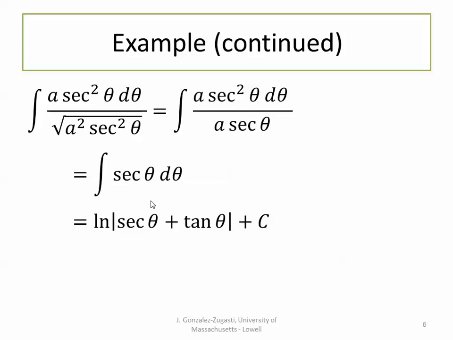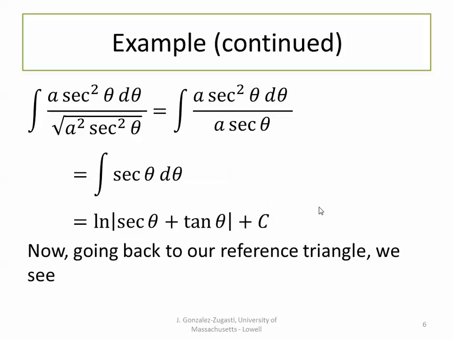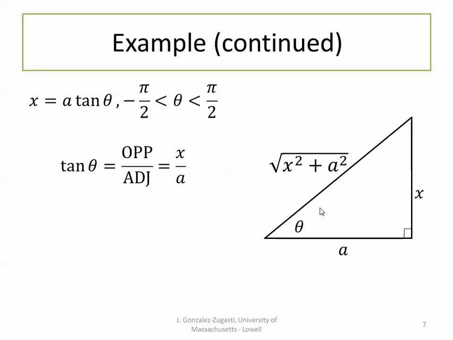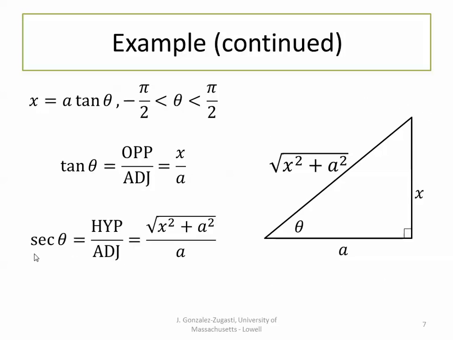Alright, so now we found the value of our integral, but it's in terms of theta. We need to put it in terms of x. To do that, we go back to look at our reference triangle. So here's our information from our reference triangle. We said tangent theta was equal to x over a, and from that we got our reference triangle. And what we needed to know was what secant of theta was. Well, secant is equal to hypotenuse over adjacent, so we see that secant theta is equal to the square root of x squared plus a squared all over a.